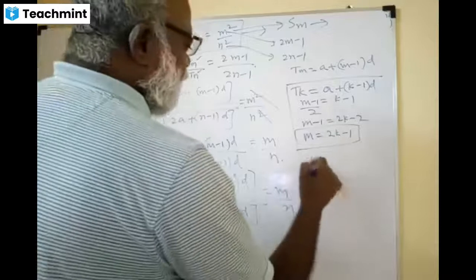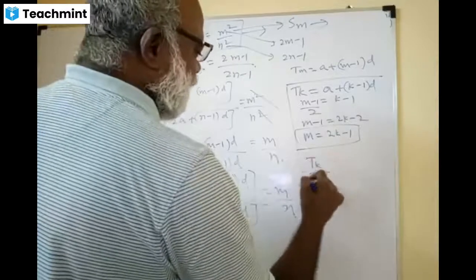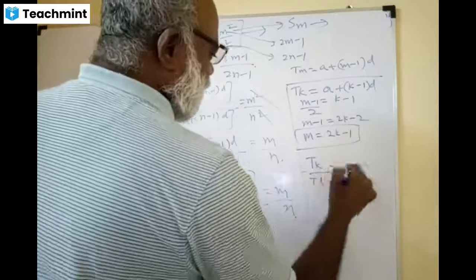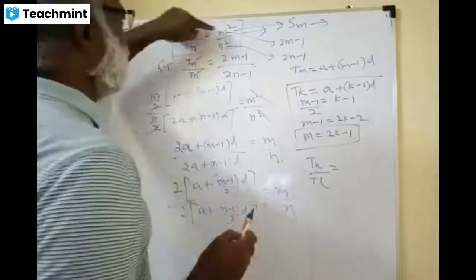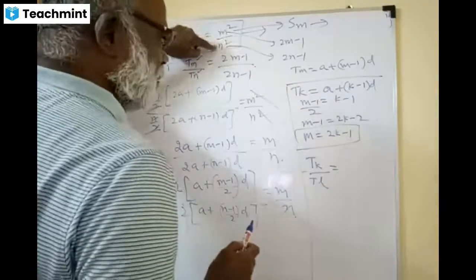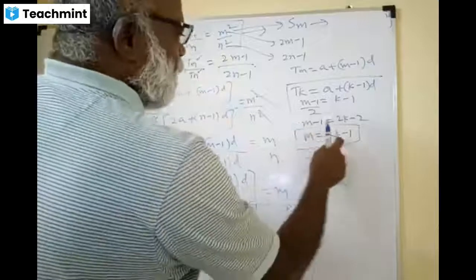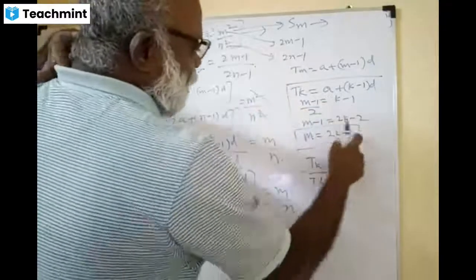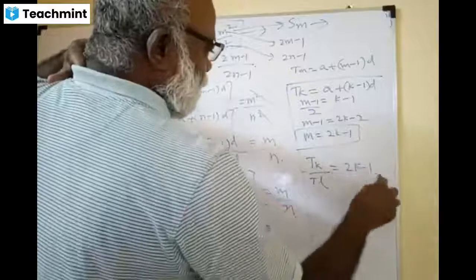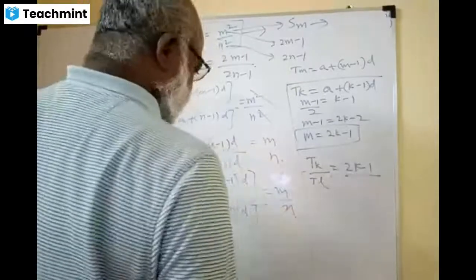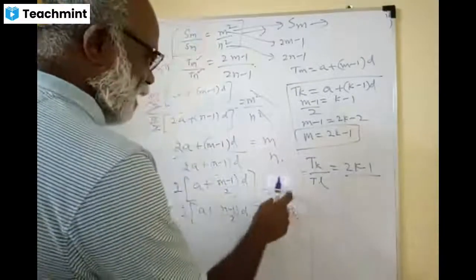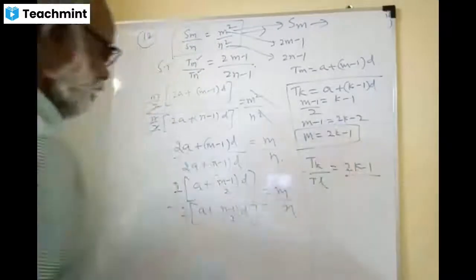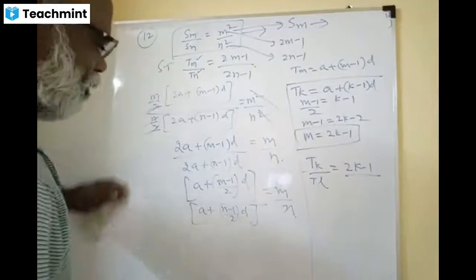If they ask for Tk by Tl, something like this, you can write it as if this is m square by n square. Your m is 2k minus 1. Since m by n is here, m is 2k minus 1 by the other. Wonderful. I like it.